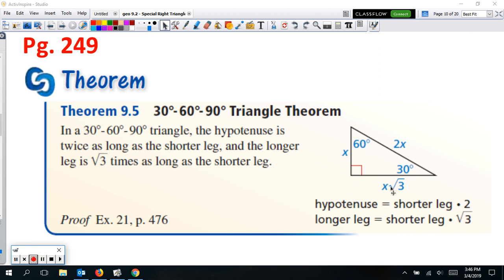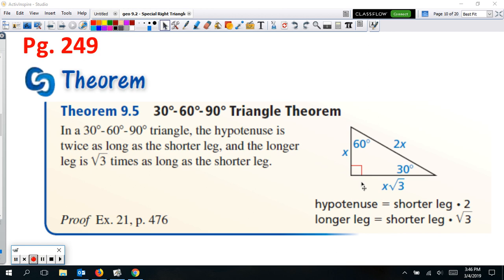The one opposite the 60 degrees will be longer. And then of course the one opposite the right angle, the 90 degree there, is always the hypotenuse. So in this one you could see the shorter leg is x here, and we're going to base pretty much everything off of that shorter leg. So the hypotenuse is 2 times whatever the shorter leg is. So hypotenuse is always the shorter leg times 2.